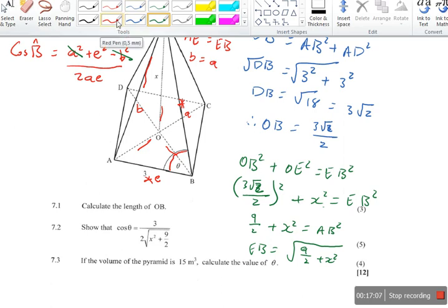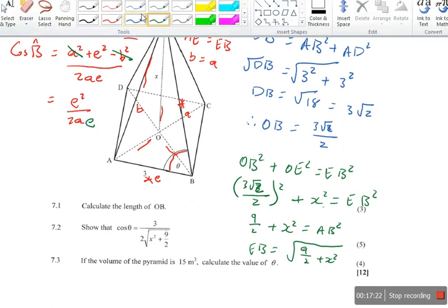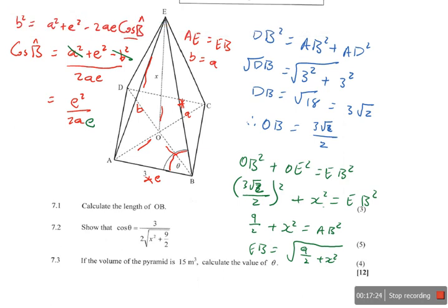Continuing, we will see that we are left with b and E squared over 2AE. E is still there at the bottom. So this E will cancel with the E on top, and then we are left with what? E over 2A.